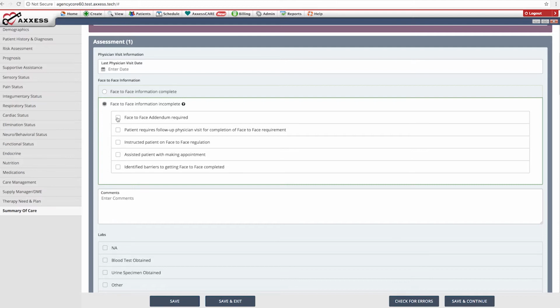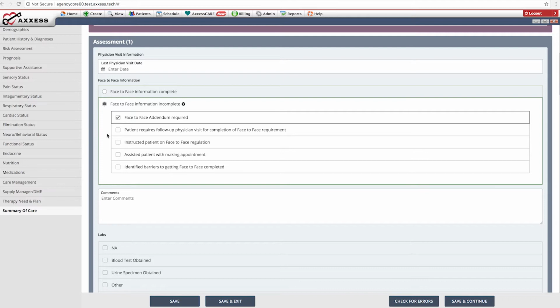But if an addendum is required, you're going to check that an addendum is required. What checking that checkbox means is that you have physically called the physician and you have stated to the doctor that this patient has CHF, but it's not in the medical record here. Is it okay? Does this patient have CHF? Is it okay that we update the medical record? And so you would update that information there.